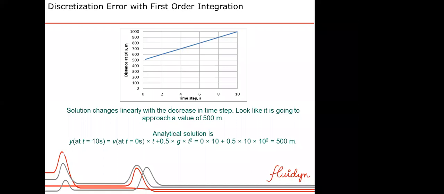If you use the time step 10 seconds, then you get 1000 meters per second. But if you reduce the time step, you can see that the solution approaches the correct analytical solution. So what it means is that in a simulation, especially for transient, unsteady problems, the time step has a huge effect on the solution.